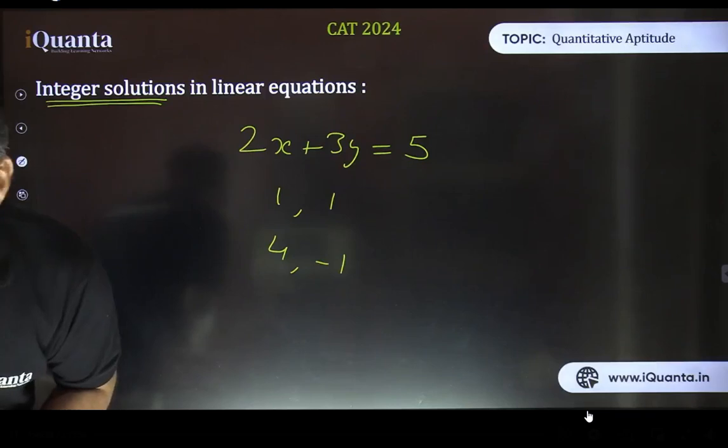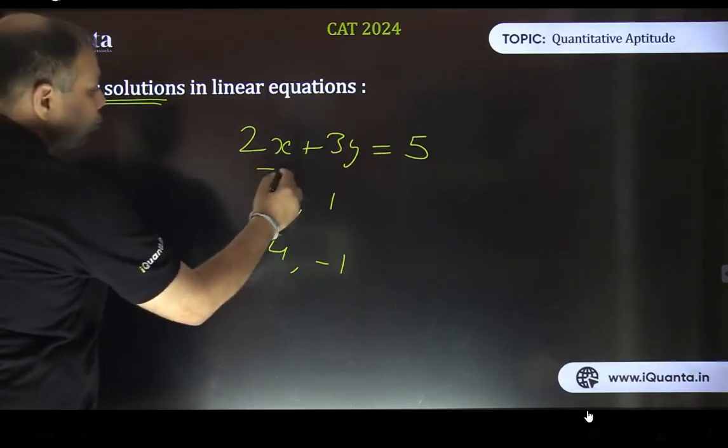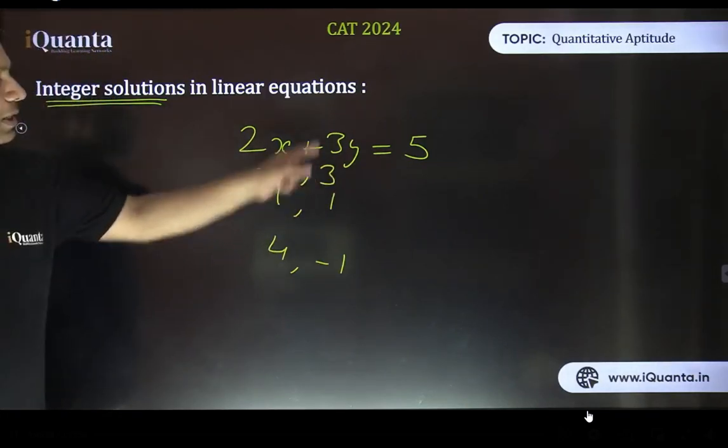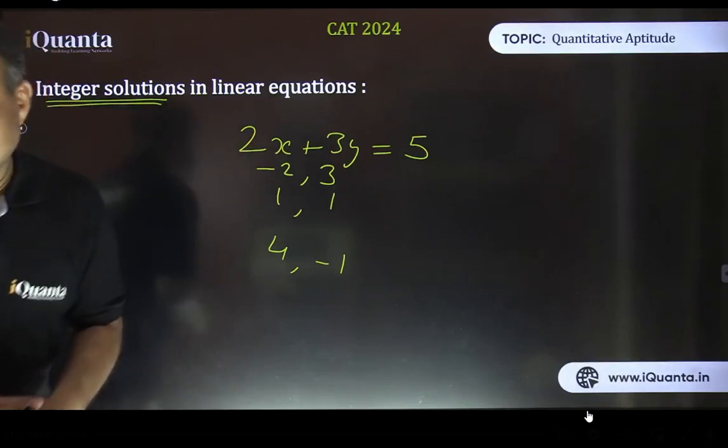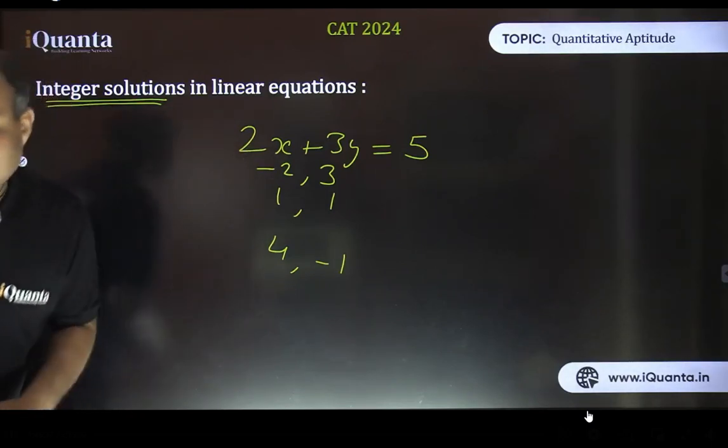I'm getting Sweta says minus 2 and 3. Okay, let's check. Minus 2 and 3. Does it satisfy? Let's verify. So 3 3s are 9. 9 minus 4 is 5. Wonderful. Sweta, that's correct. Okay, so far I have got 3 solutions.